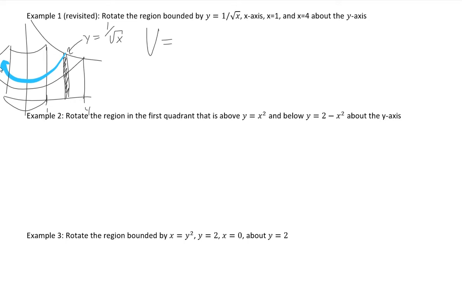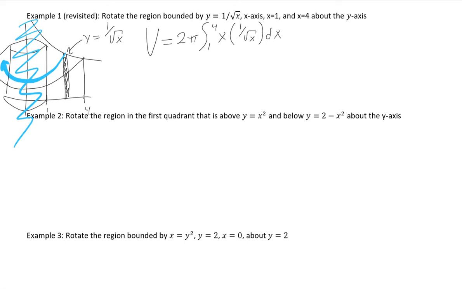So if we set up our volume using cylindrical shells, we have 2 pi from 1 to 4 of x, since we're not rotating around a different axis, x times the function of x, which is 1 over root x, dx. Notice another really helpful thing here: even though there was a space in the middle, this empty part going through the middle, I don't need to account for that with the cylindrical shell, because the bounds from 1 to 4 will already take that into account, that I'm not taking that middle area. So that also makes it a little bit easier.